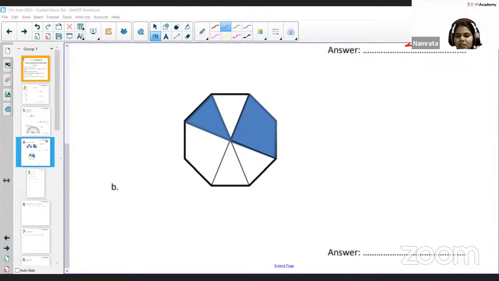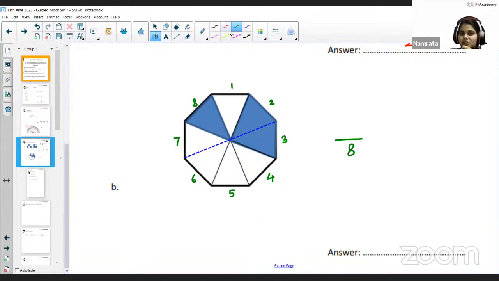Okay, so yes, we can start discussing. The very first thing that we'll do is divide this shape. We can divide this shape in this way. If we carefully observe, the number of parts here are 1, 2, 3, 4, 5, 6, 7, 8. So our denominator will be 8.